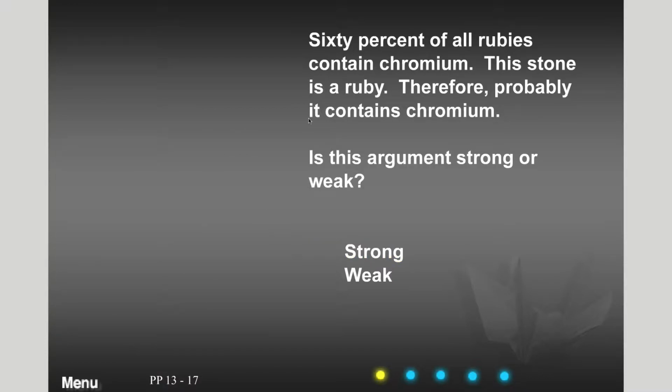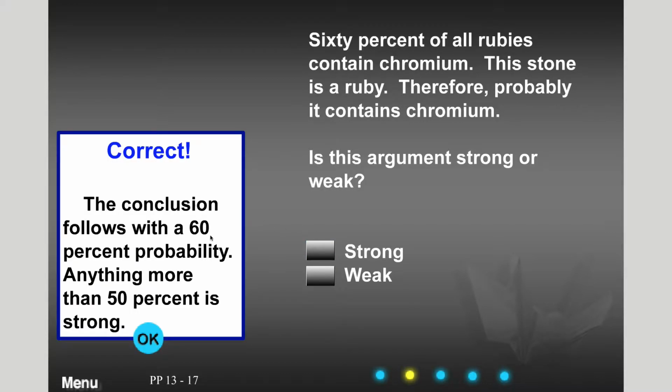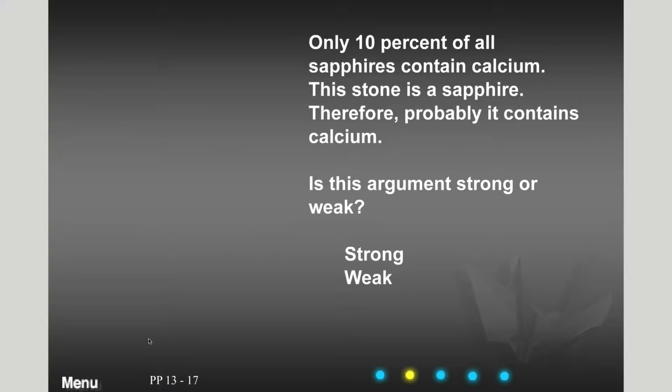60% of all rubies contain chromium. This stone is a ruby, therefore probably contains chromium. Is this argument strong or weak? Remember, the threshold was 50%, and 60% is higher than 50%. You don't need to know a lot of math to know that. So therefore, this is a strong argument. It's not the strongest argument, but it is strong and not weak. Okay? Anything more than 50% is considered strong for us.